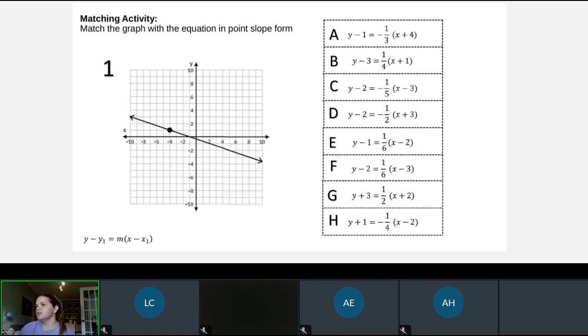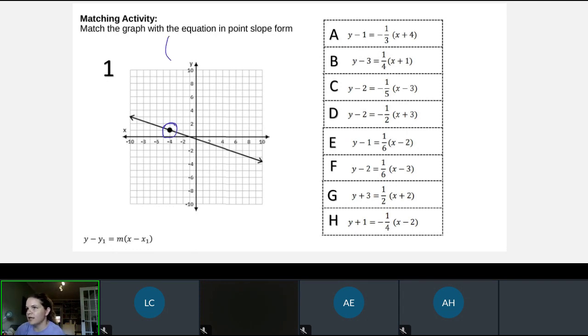All right, so what we're going to do is match the graph with the equation. So we've got a couple different options over here. First things first, before we even start reading through these, let's think about what we know. These are given to you in point slope form, so we need to find a point and the slope. They labeled a point right here for us. Let's go ahead and write the coordinates for that point.